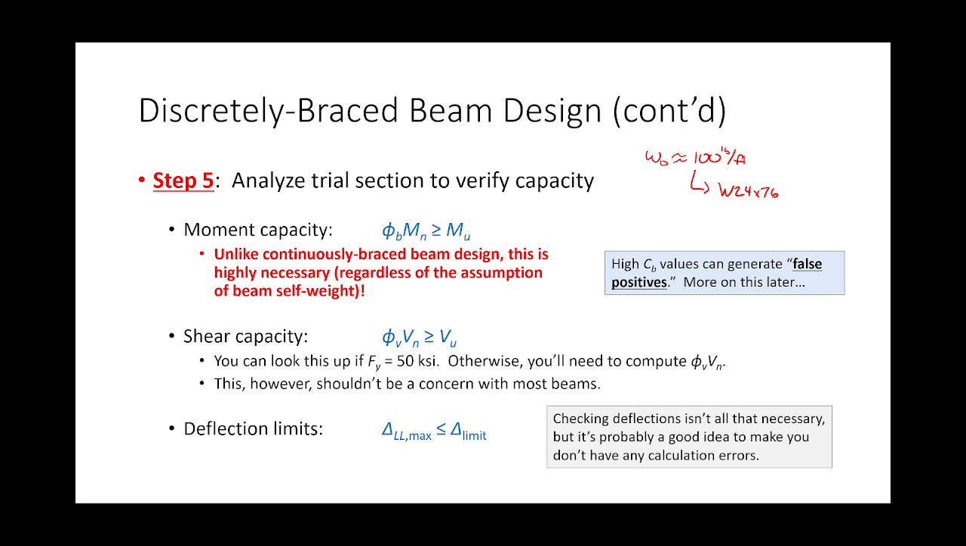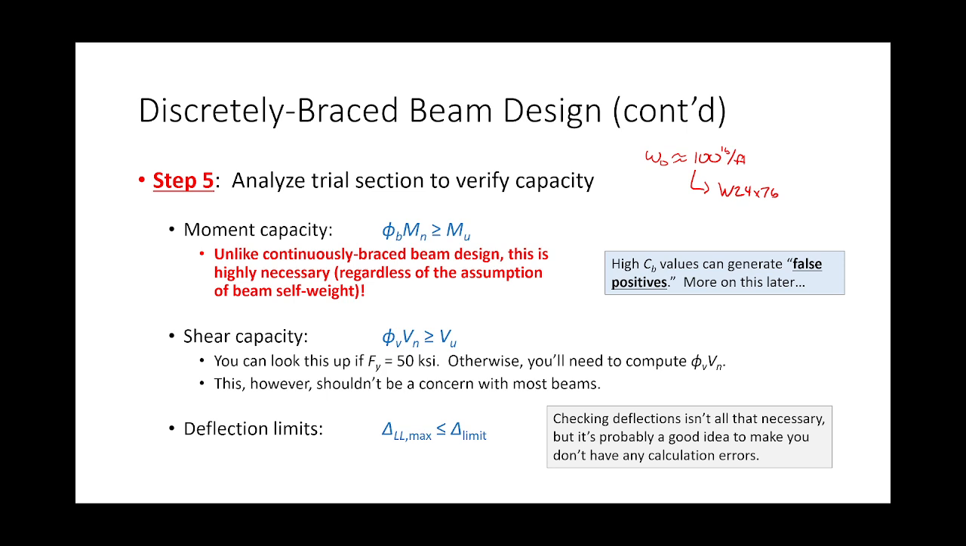And I would argue for continuously braced beams, you're done at this point. As long as the assumption is heavier than the beam self-weight, you're good. You know that beam works. For discretely braced beams, that's not the case, okay? You still need to perform the analysis even if this happens for discretely braced beams.